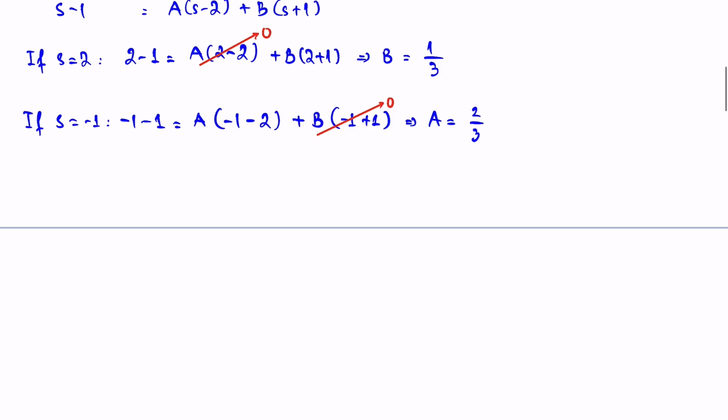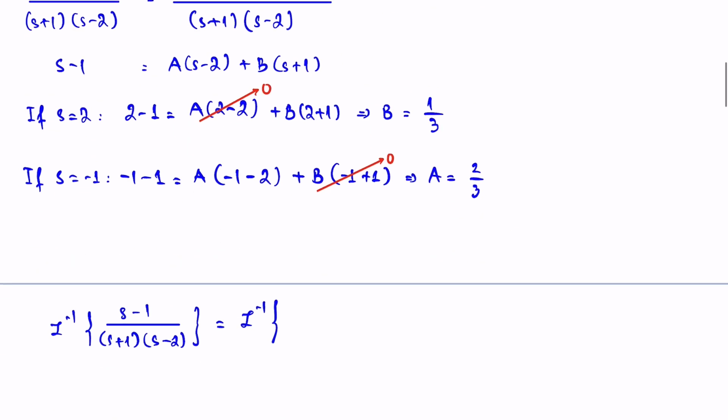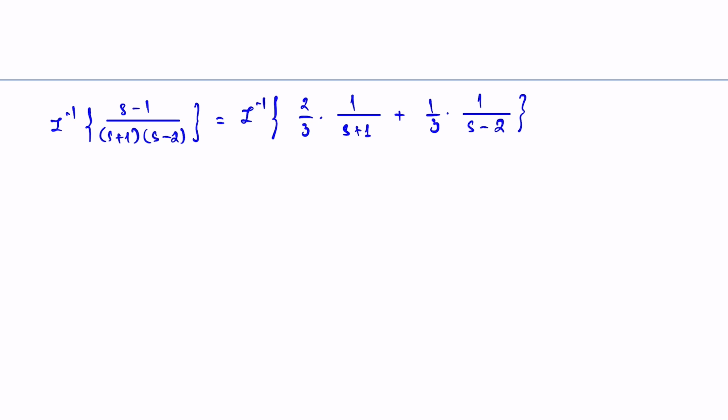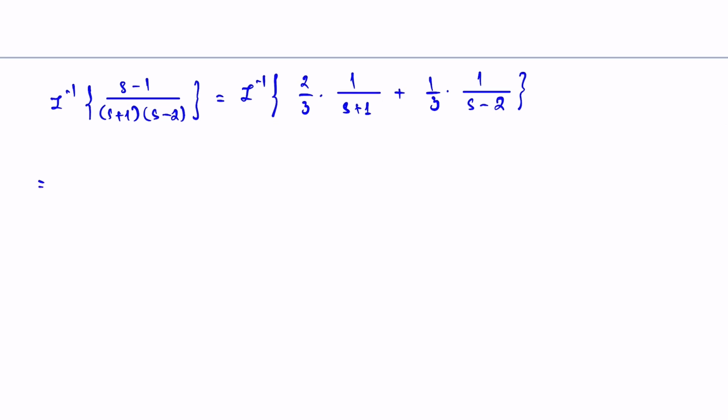So the inverse Laplace transform of s minus 1 over s plus 1 times s minus 2 is now equal to the inverse Laplace transform of 2 over 3 times 1 over s plus 1 plus 1 over 3 times 1 over s minus 2. So inverse Laplace transform of a sum is the sum of inverse Laplace transforms. So you can rewrite this as inverse Laplace transform of 2 over 3 times 1 over s plus 1. Or you can pull out the 2 over 3 as well.